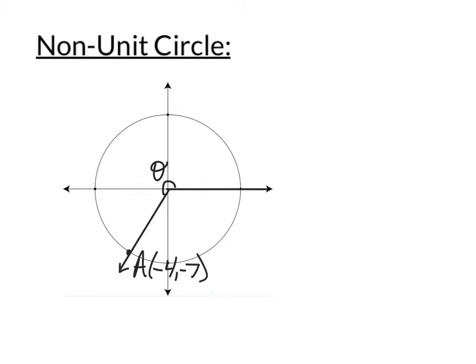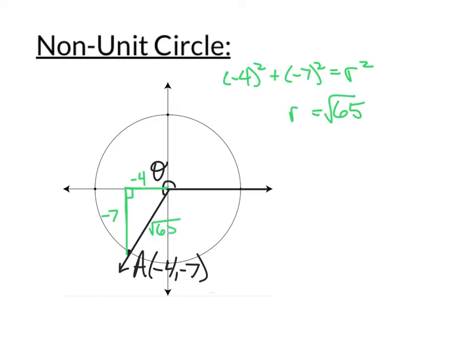Because to get to that -4, -7, we go back 4 and down 7. So we make this right triangle, where this side has a length of -4 and this one of -7. Now we can use the Pythagorean theorem to help us with that radius. We know -4 squared plus -7 squared has to be whatever the hypotenuse, that radius, is squared. So a little calculating tells us 16 plus 49 is 65. So when we square root r squared, our radius is going to be square root of 65. So now we have this length, square root of 65.